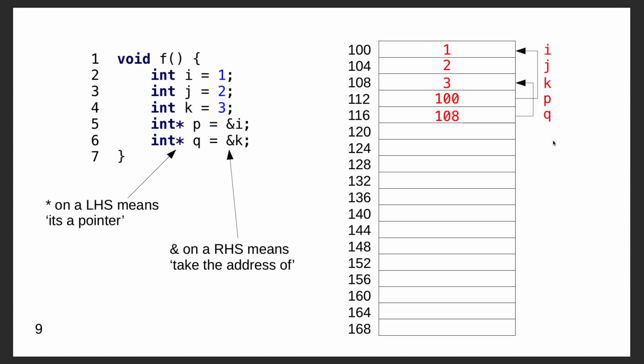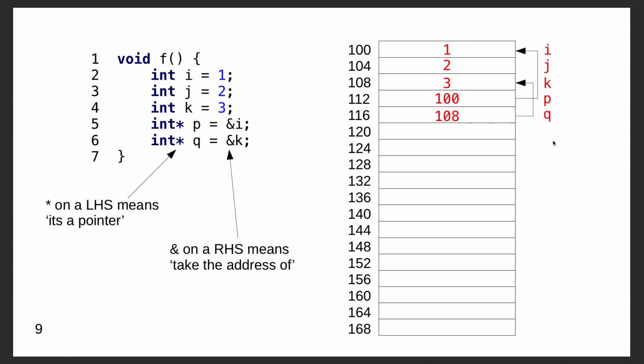So what does that mean? Well, the address of I is 100. It's the number in memory where I've stored the 1. And the address of K is 108. That's the place in memory where I've stored the number 3. And since P and Q are pointers, those addresses just get stored in memory at those points. So you can see here on the right-hand side, I've stored 100 in row 112, and I've stored 108 in row 116. Those are the addresses of the things they want to point to.